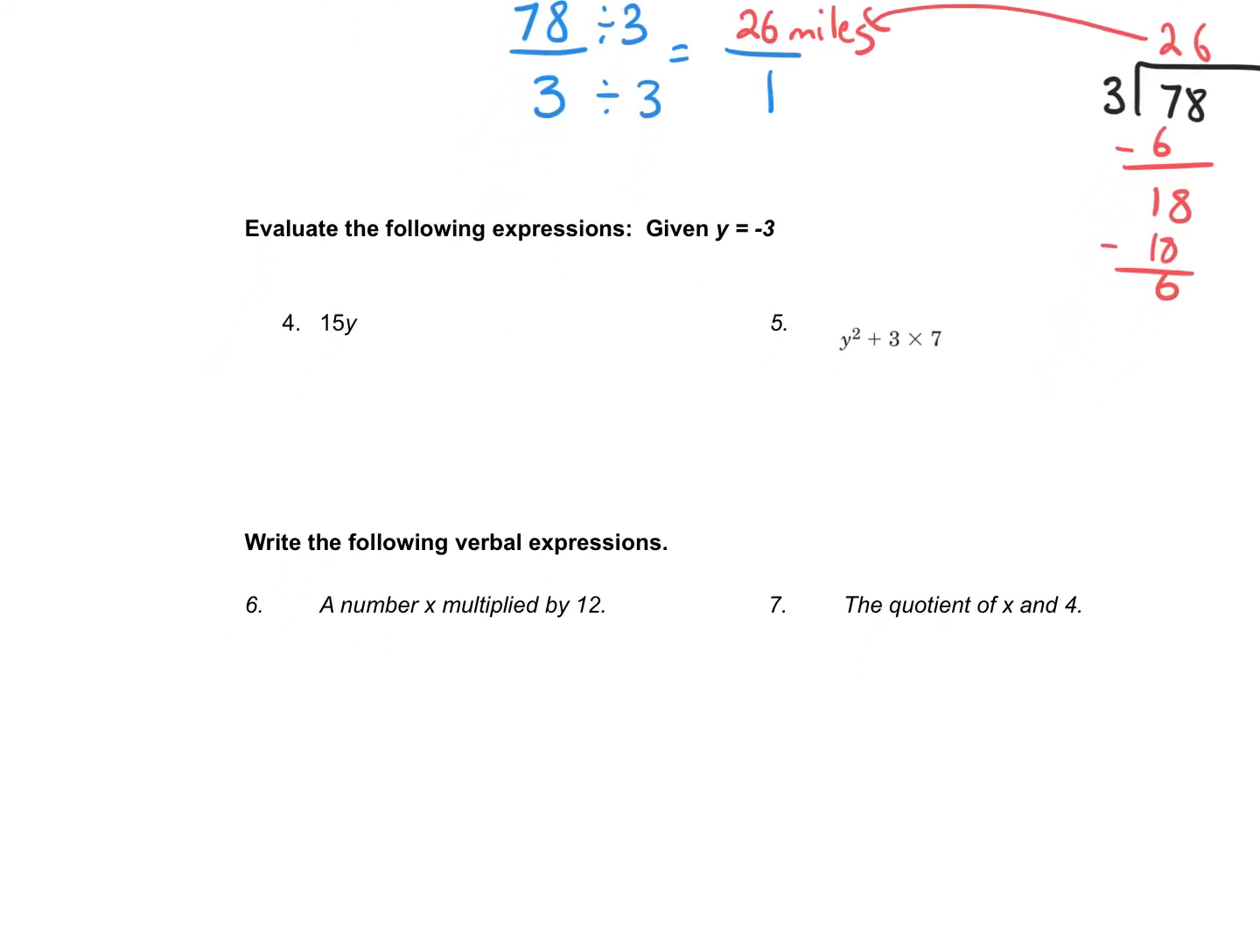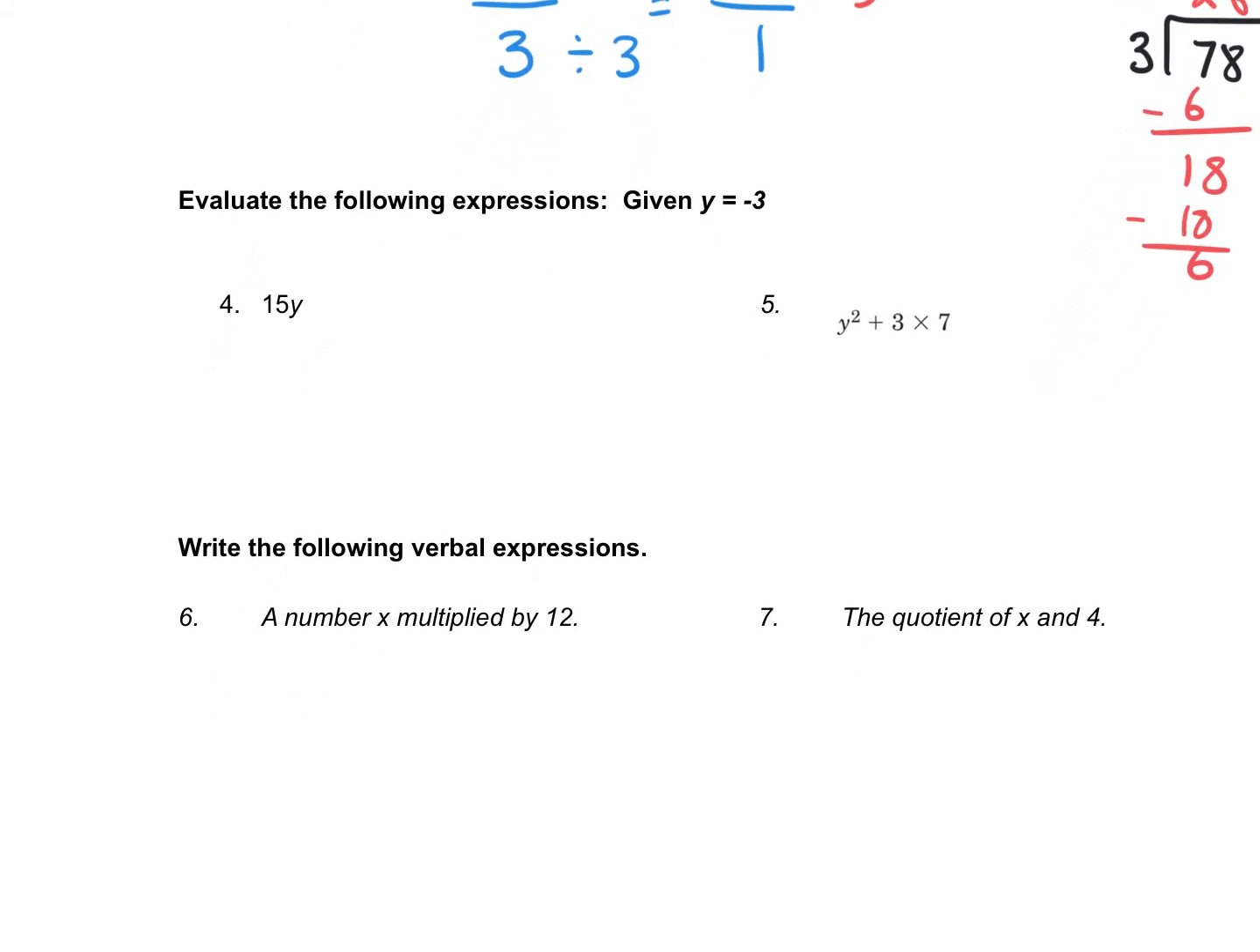Let's take a look down here where we needed to evaluate these expressions. I'm going to plug in my -3 here. So 15 times -3 is going to give me -45.